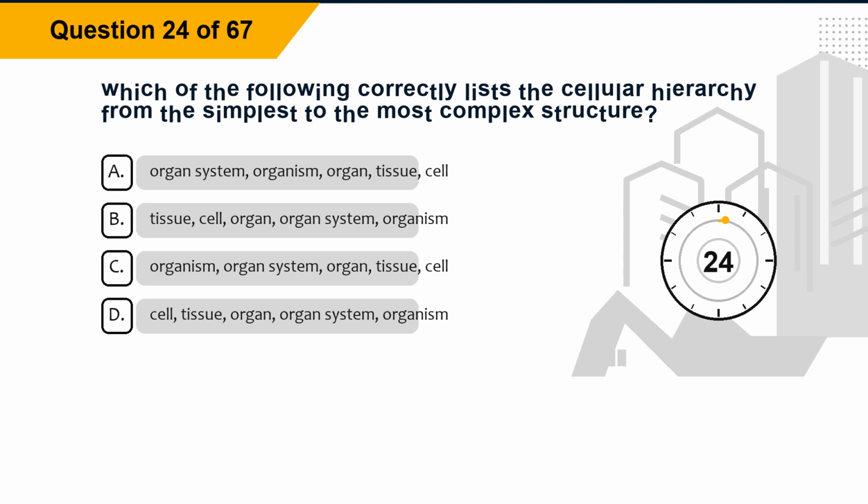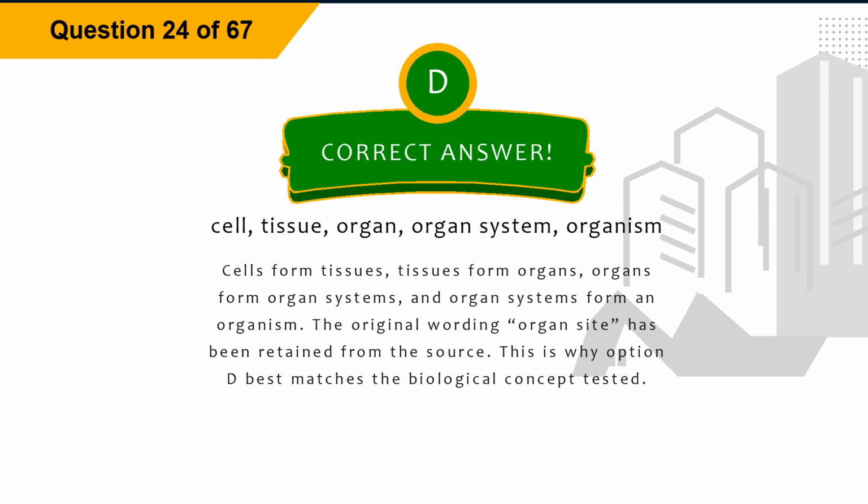Question 24. Which of the following correctly lists the cellular hierarchy from the simplest to the most complex structure? Option A, organ system, organism, organ, tissue, cell. Option B, tissue, cell, organ, organ system, organism. Option C, organism, organ system, organ, tissue, cell. Option D, cell, tissue, organ, organ system, organism. The correct answer is option D, cell, tissue, organ, organ system, organism.